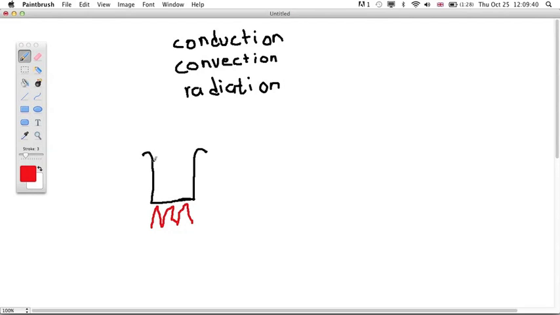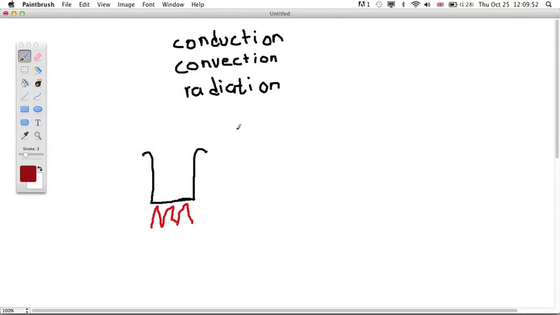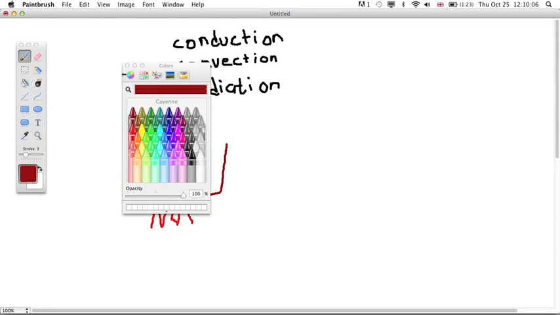And heat transfer through conduction means if you place another metal right over here, this one will get hot as well, because it's touching this, and the heat will transfer to this new metal or new element.